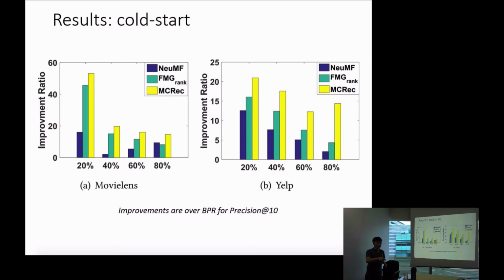where we have more data, then the BPR can learn quite well. Then the improvement is not that big anymore. So the same for Yelp.